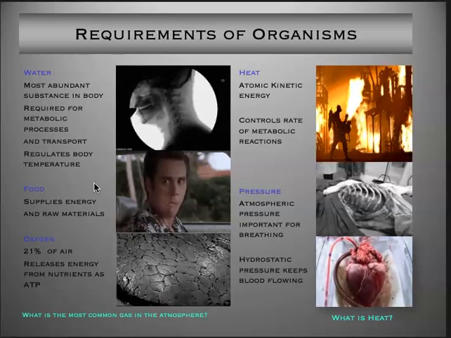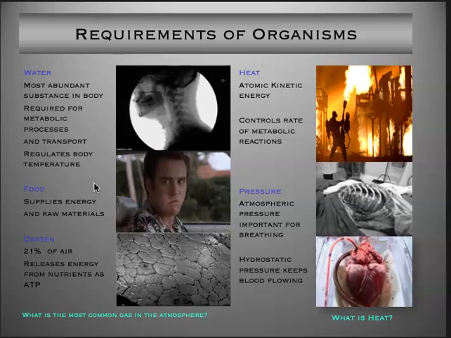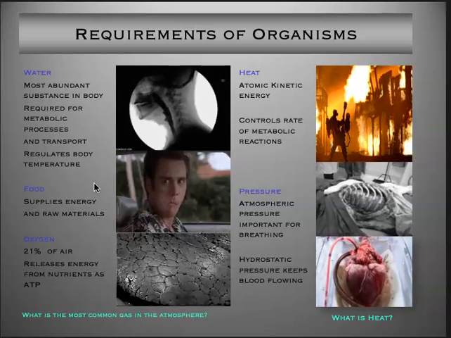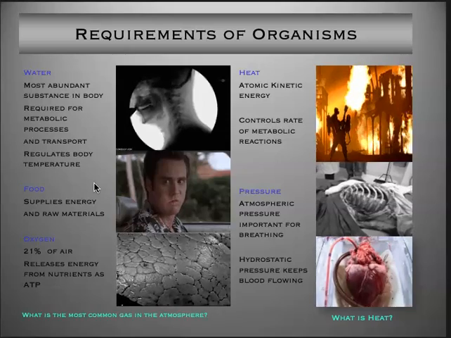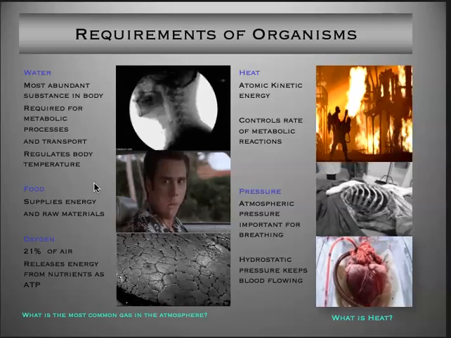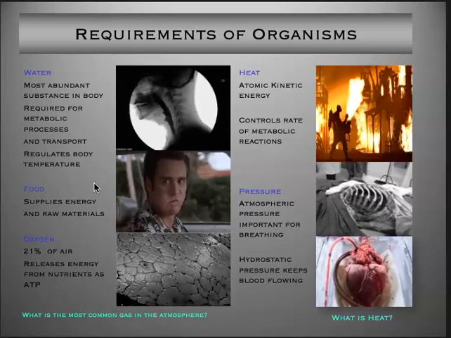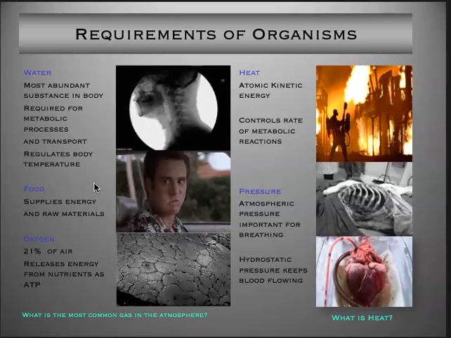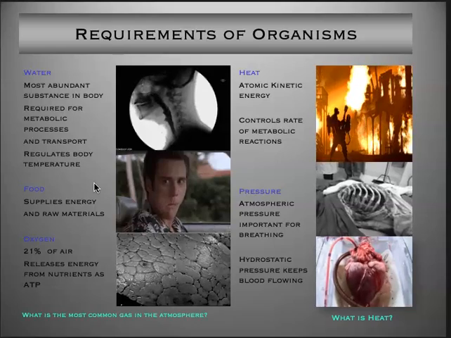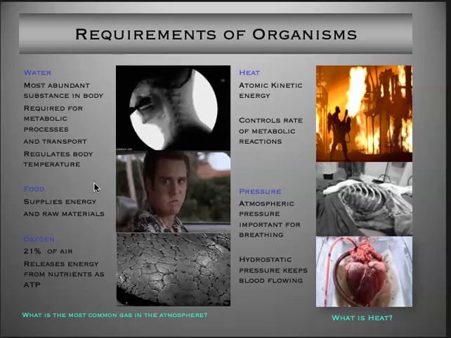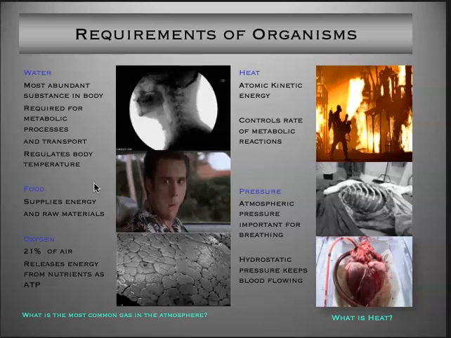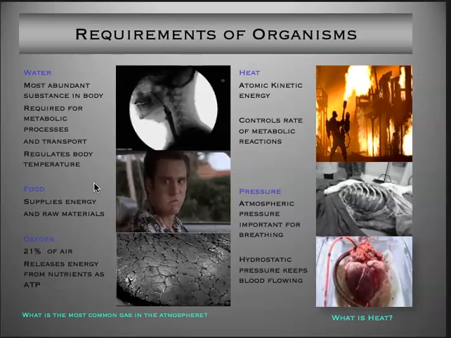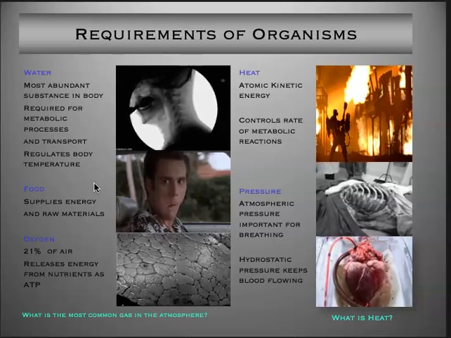We take food in, like I said, and we combine it with oxygen. Oxygen's not the most common gas in the atmosphere. The most common gas in the atmosphere is nitrogen. It makes up about 78% of the atmosphere. The other 21% is oxygen. Remember, we use it to make ATP. And then the last 1% is made up of argon, carbon dioxide, and carbon monoxide, and some other stuff in that order.